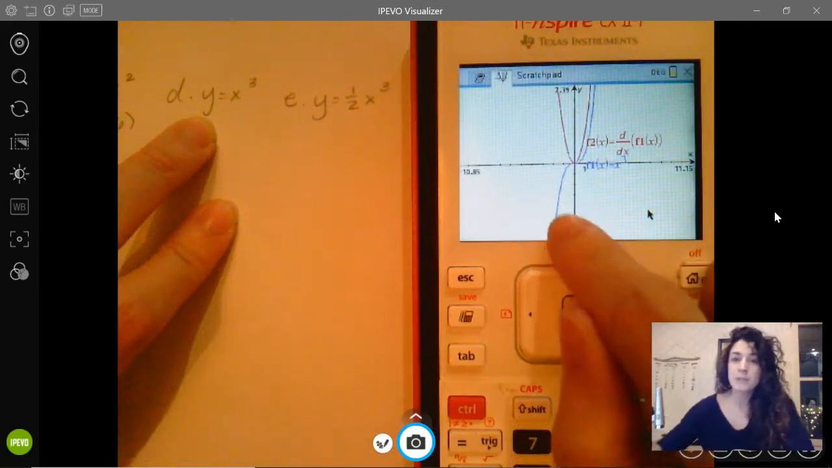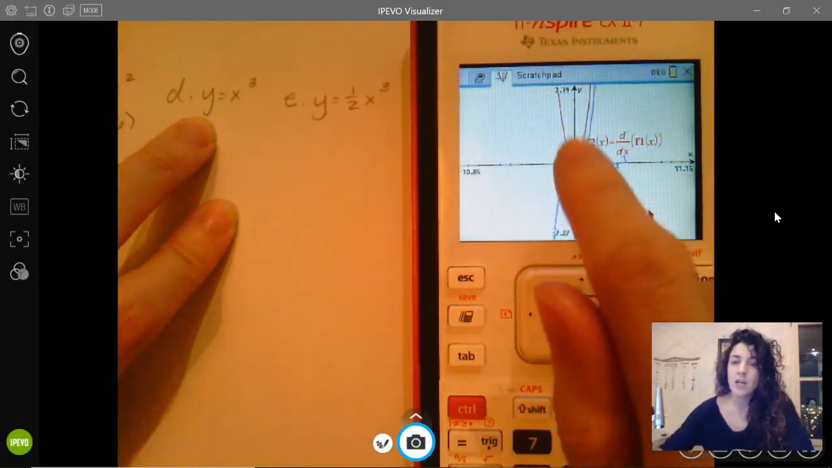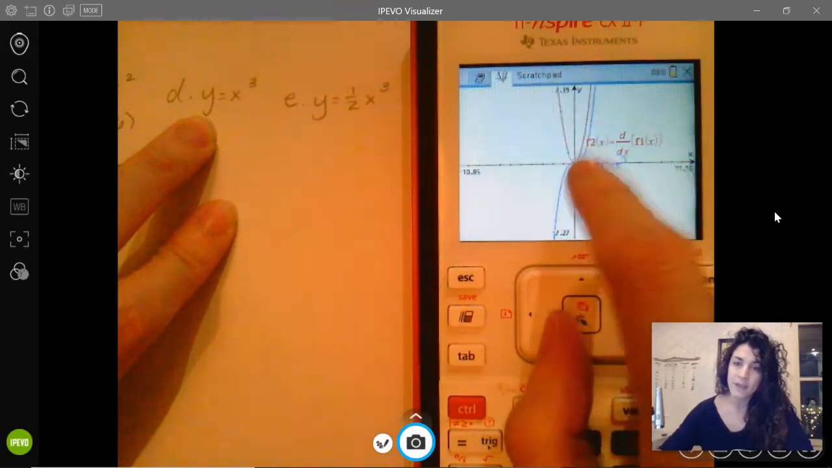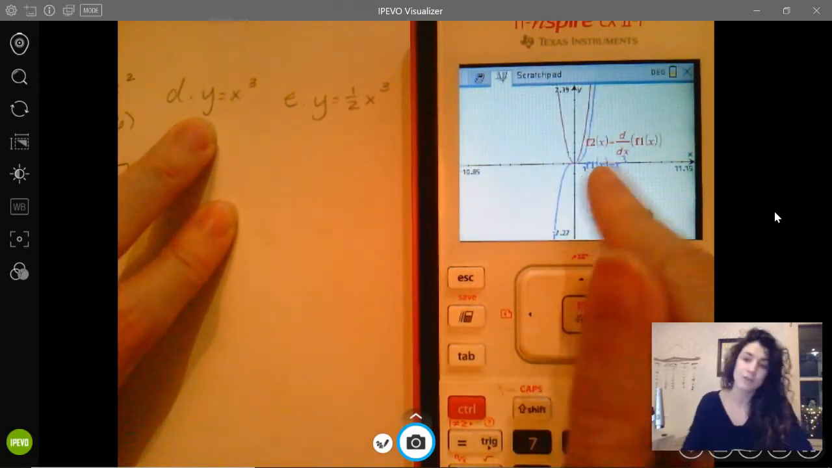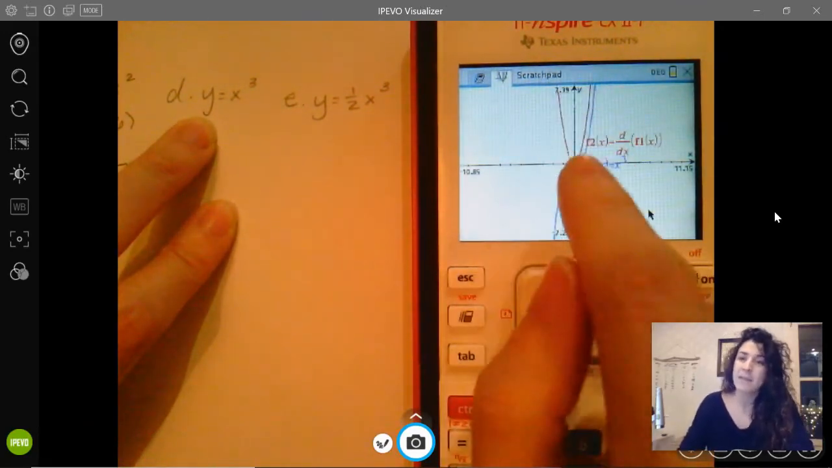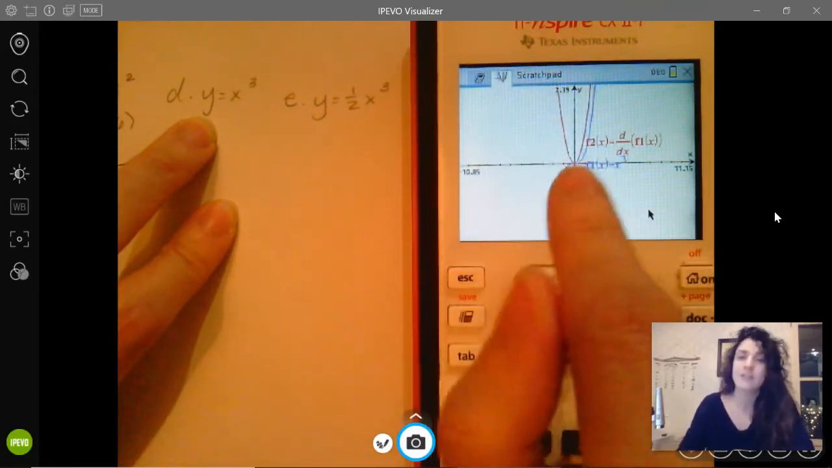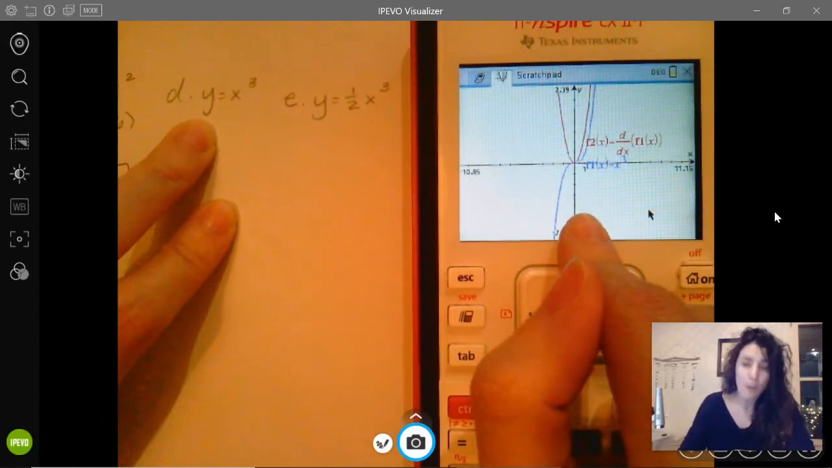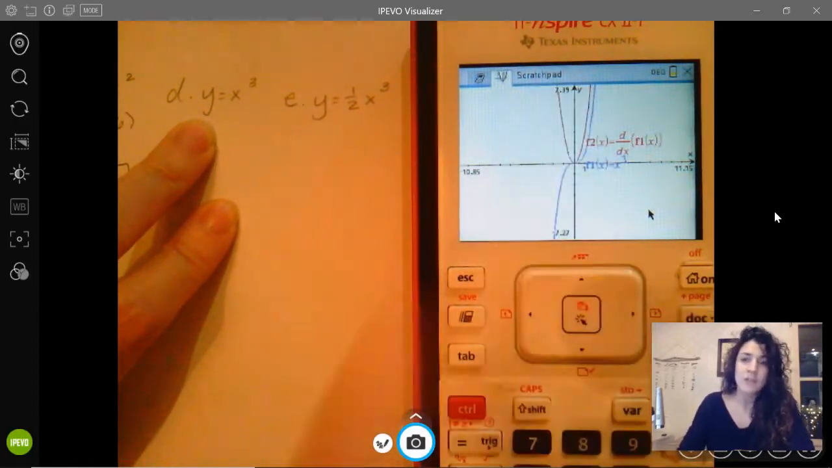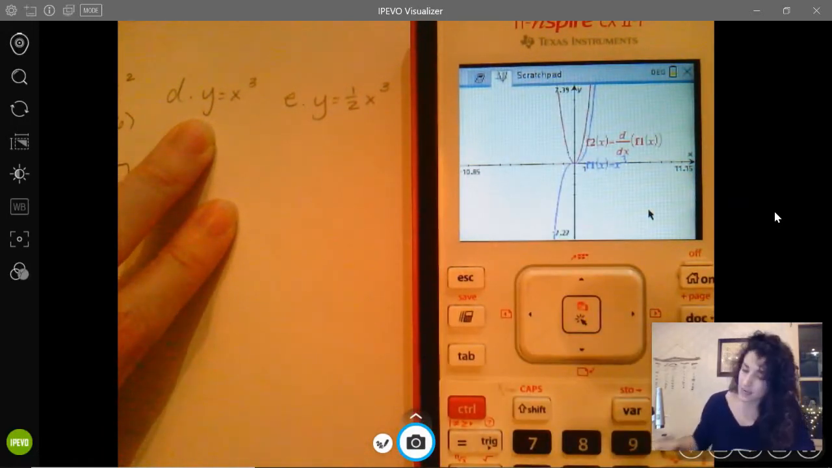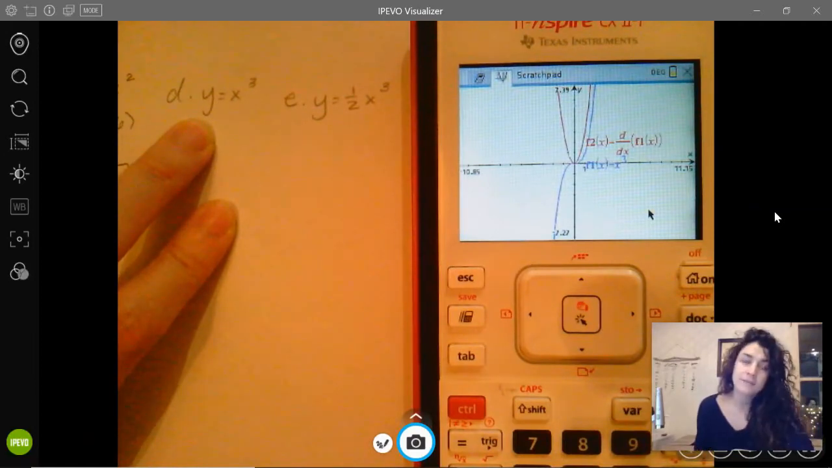So my blue is my placement function, my cubic right here. Notice that now that I've changed to a cubic function, my derivative is no longer a line. My derivative now looks a whole lot like a quadratic. And I will tell you that the derivative of a cubic will always be a quadratic. So let's try and figure out what the equation of the quadratic is.